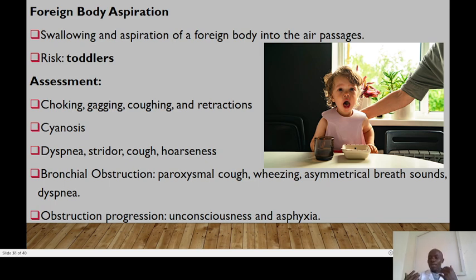Okay. Next, we have the foreign body aspiration, and this majorly affects the toddlers, guys. So here we have swallowing and aspiration of foreign body into the airways. Remember, at this stage, they are very inquisitive. They are doing so many experiments, and they are likely to put anything that appears like food in the mouth, and this is so risky. So somebody will be choking, gagging, coughing, there will be retractions, cyanosis, dyspnea, stridor, cough, hoarseness. We're going to have bronchial obstruction, paroxysmal cough, wheezing, asymmetrical breath sounds, or dyspnea, obstruction, progression, unconsciousness, and asphyxia, guys.